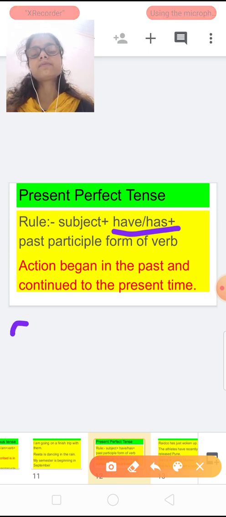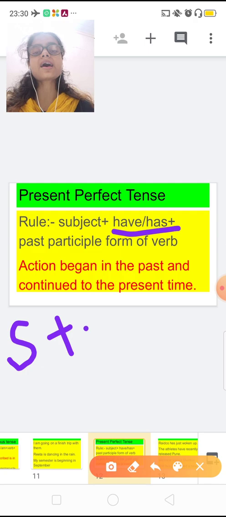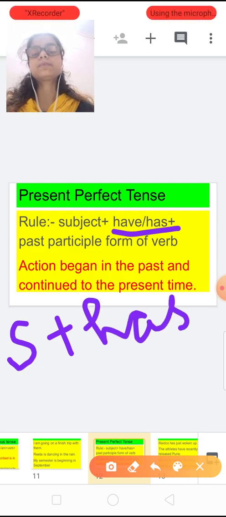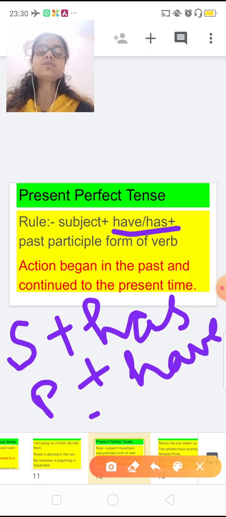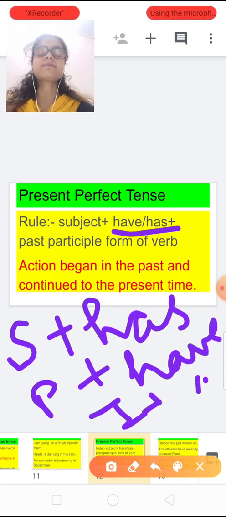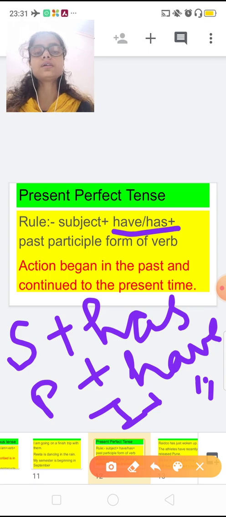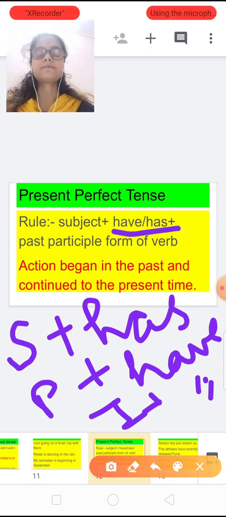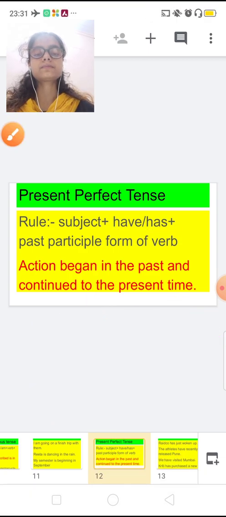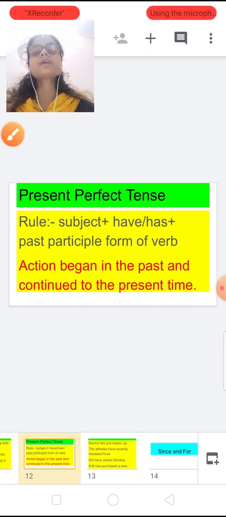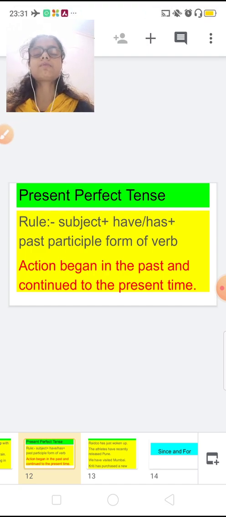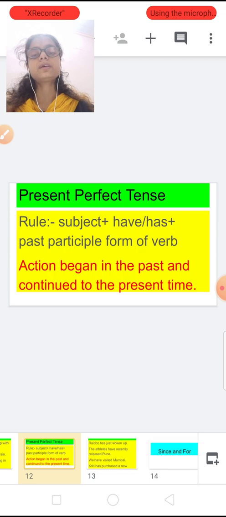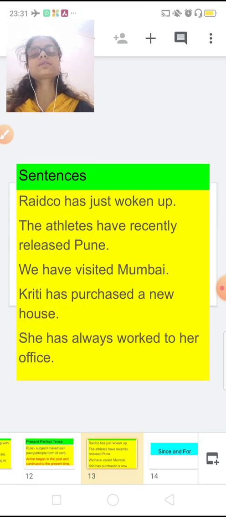Same. With singular we use has. With plural we use have. And with I also we use have. Okay. So singular has, plural have, I have. And the past participle form of the verb, or you can say the third form of the verb. Here with the example you can understand.